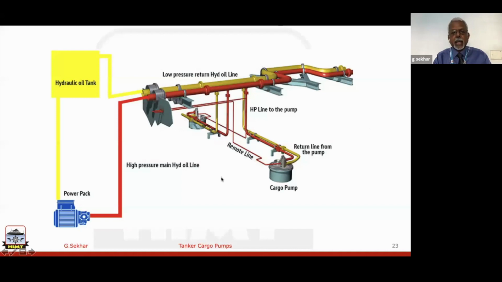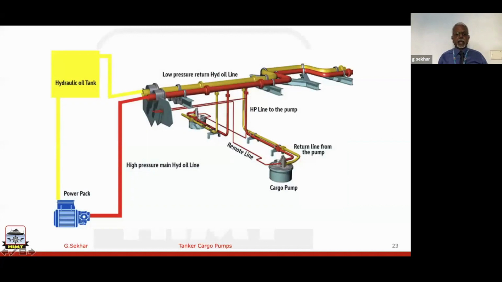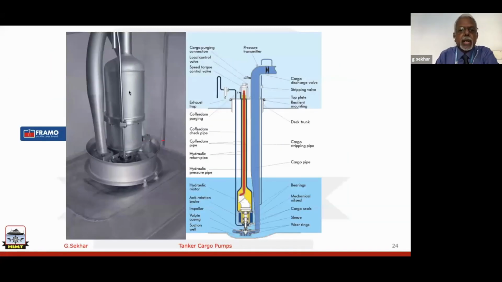Now, gentlemen, look at this. In a chemical tanker, we always have a Framo system. See, in this, this is the double bottom tank, and this is the cargo tank, and you are going to have the pump right here, right at the bottom. That means inside the tank, it's going to be something like this. I think this gives an idea.